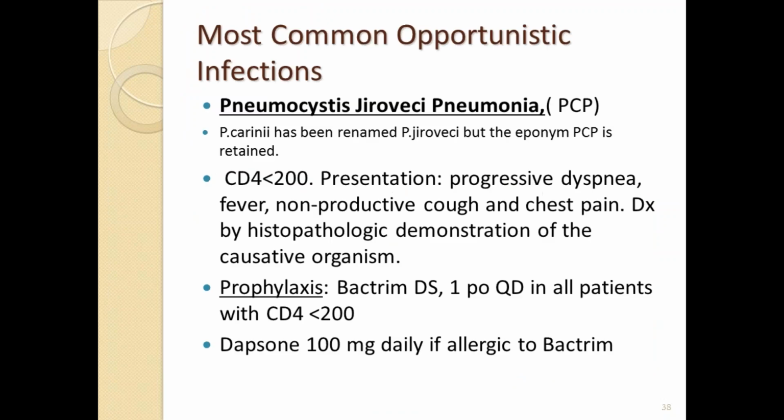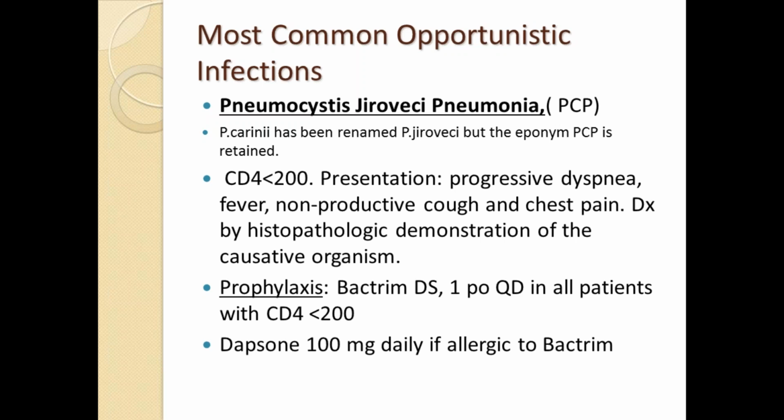So in terms of opportunistic infections, if the CD4 is less than 200, we worry about Pneumocystis jirovecii pneumonia. We can still call it PCP or PJP, whichever one you want. Usually patients with this have a progressive dyspnea, especially dyspnea on exertion. They can have a fever, non-productive cough, and some chest pain.